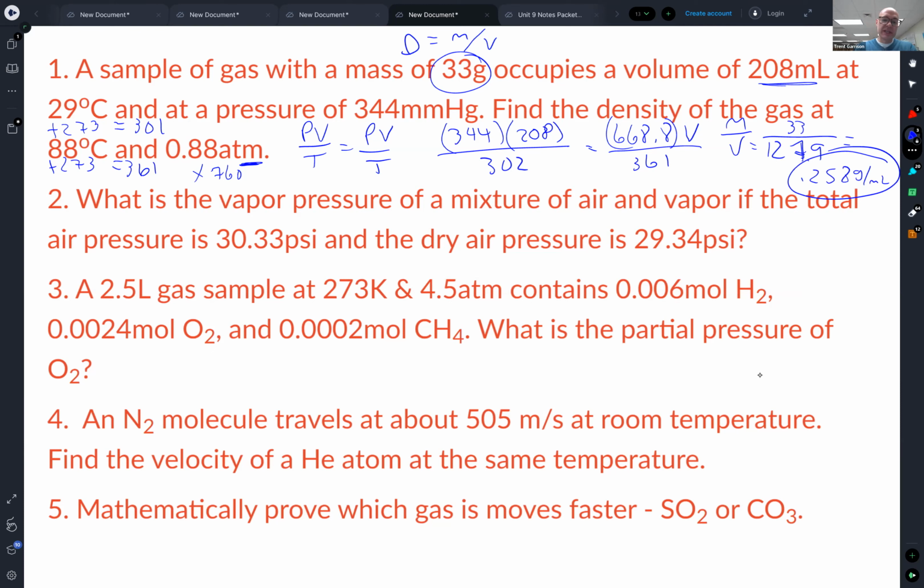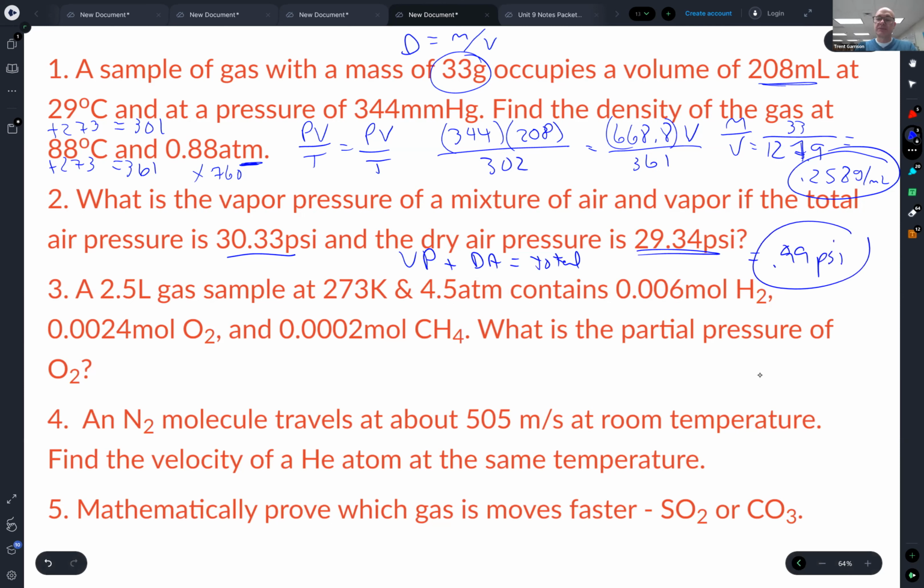Number 2, what is the vapor pressure of a mixture of air and vapor if the total pressure is this, but the dry pressure is this? So in other words, we've got vapor pressure plus the dry air equals the total. Well, the total is 30.33. The dry is 29.34. And we just subtract that and you end up with 0.99 as your PSI.